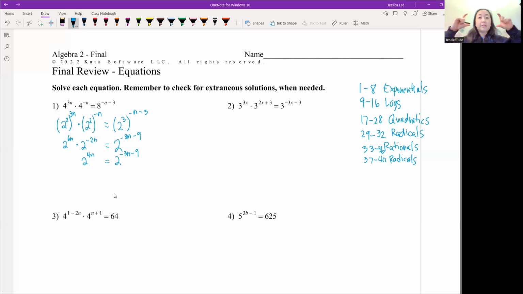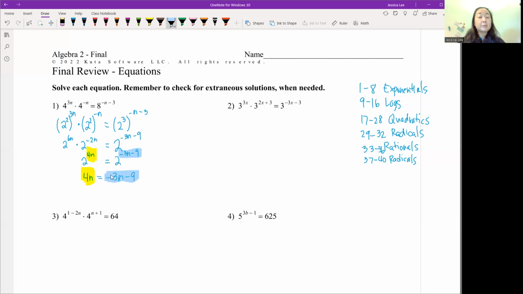Now that we have the same bases, those exponents have to equal each other. Here's my highlighter. This guy right here has to equal this guy right here. So we write down 4n is equal to -3n minus 9. Let me just highlight that so it's the same colors. So you can see, oh yeah.